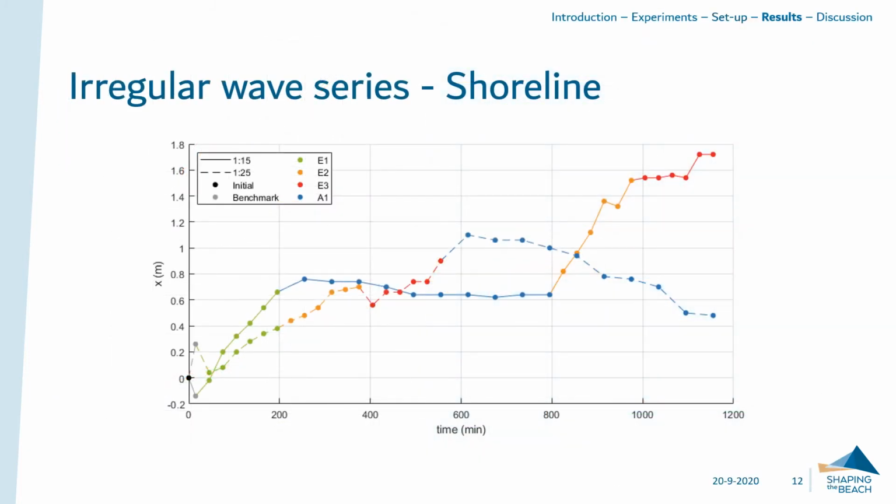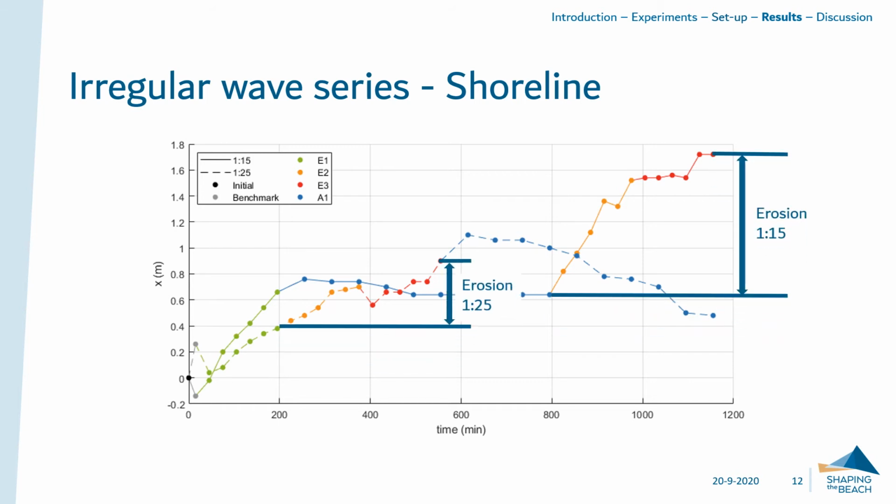Now we can have a closer look at the shoreline evolution throughout the series. In this plot we have the shoreline location on the y-axis, where the full line represents the 1 in 15 case, and the dashed line represents the 1 in 25. We can see that for the highest energy waves, in orange and in red, for the 1 in 15 slope, the shoreline erodes about 1 meter, while in 1 in 25 the shoreline only retreated about half of the 1 in 15 case.